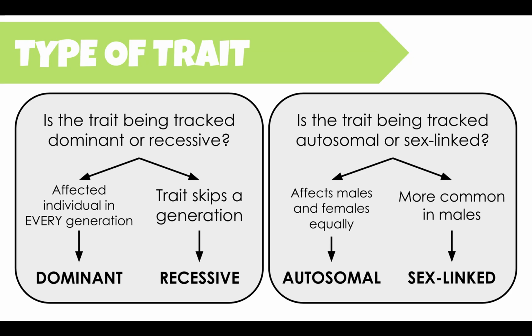Whereas if we see that the trait that is tracked in the pedigree is more common in males, then we're most likely dealing with a sex-linked trait. And that is because our sex-linked traits are typically on the X chromosome. Females have 2 X chromosomes, males only have 1. So it is a lot easier for males to get those sex-linked traits because they only have 1 X chromosome. So we'd see those traits show up more likely in males. So by asking these questions and going through this little flow chart here, we can figure out what type of trait we're tracking. We can figure out, is it dominant or recessive? Is it autosomal or sex-linked?